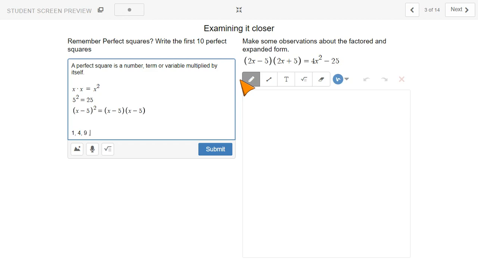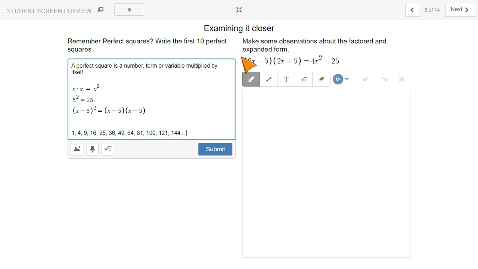In terms of numbers, our perfect square numbers, the first couple would be 1, 4, 9, 16, 25, 36, 49, 64, 81, 100, 121, 144, and it goes on. So I have 1 squared, 2 squared, 3 squared, 4 squared, all the way to 10 squared, 11 squared, 12 squared.